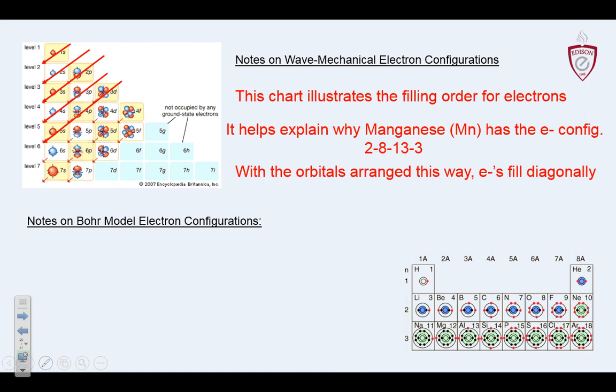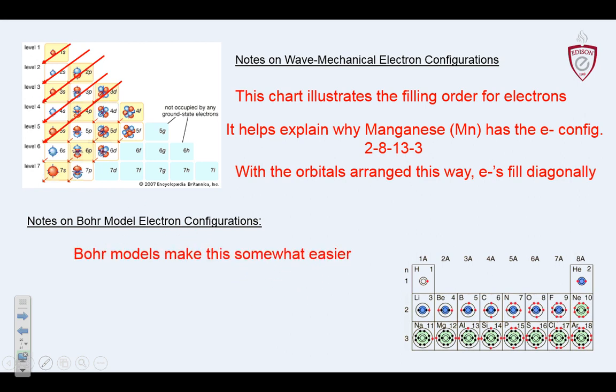So 1s is going to fill first. Then the 2s, then the 2p, then the 3s, then the 3p, then the 4s, then the 3d. So this pattern explains so much more in chemistry than we are able to get into right now. It explains why the periodic table is shaped the way it is. Right. It explains why certain elements react with other ones the way they do. But we're limited with our resources to teach you about the Bohr model electron configurations.